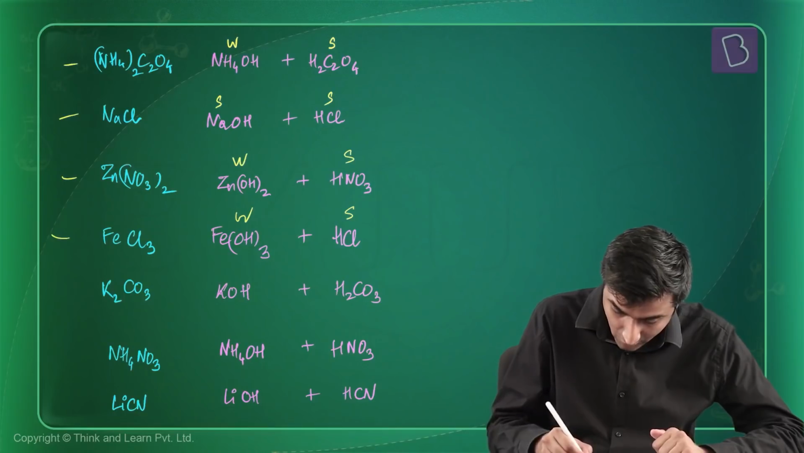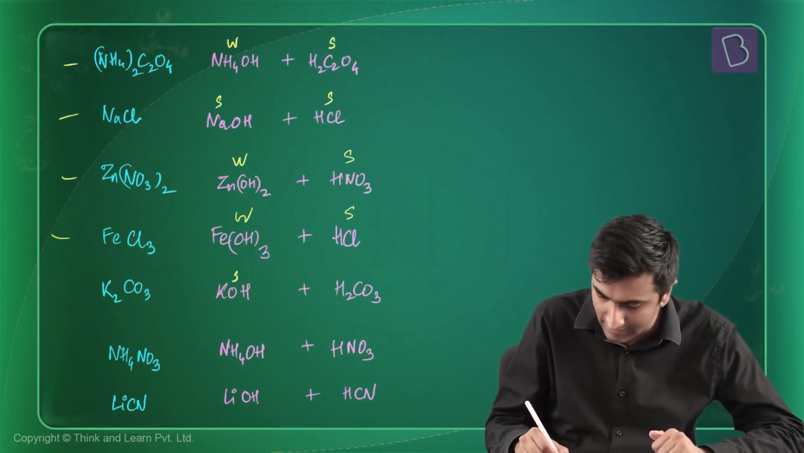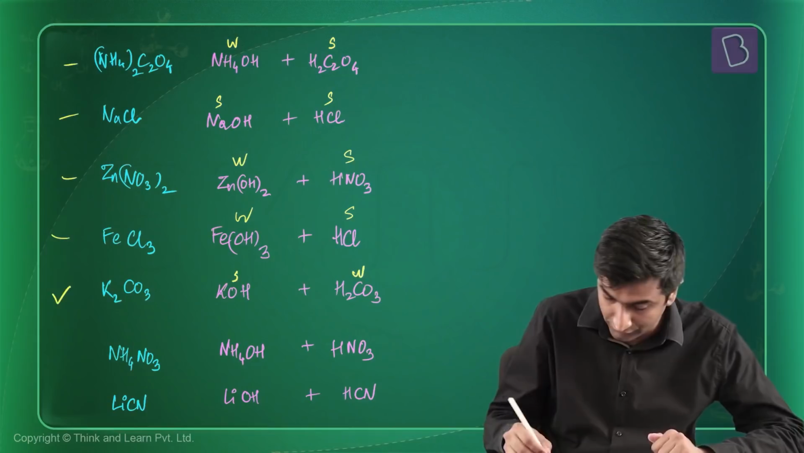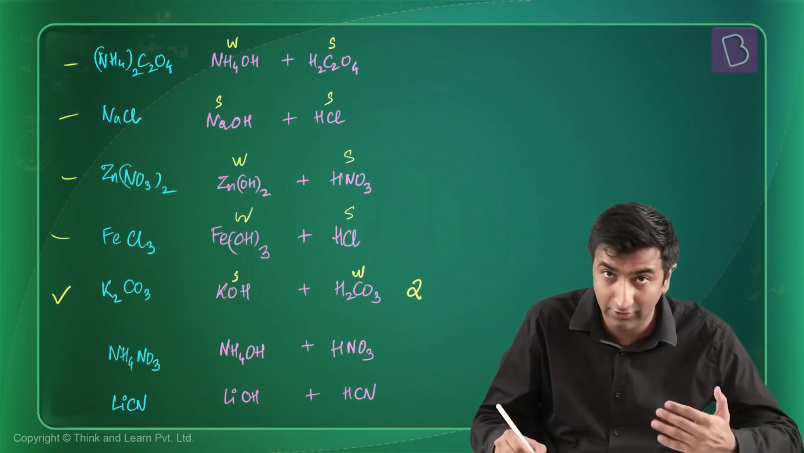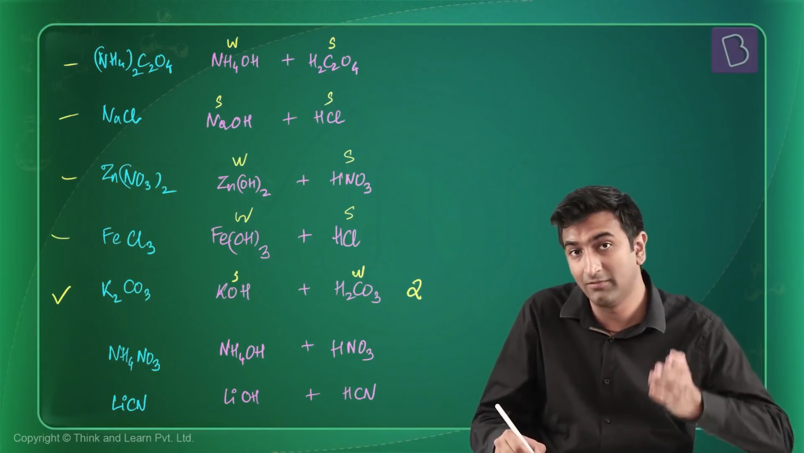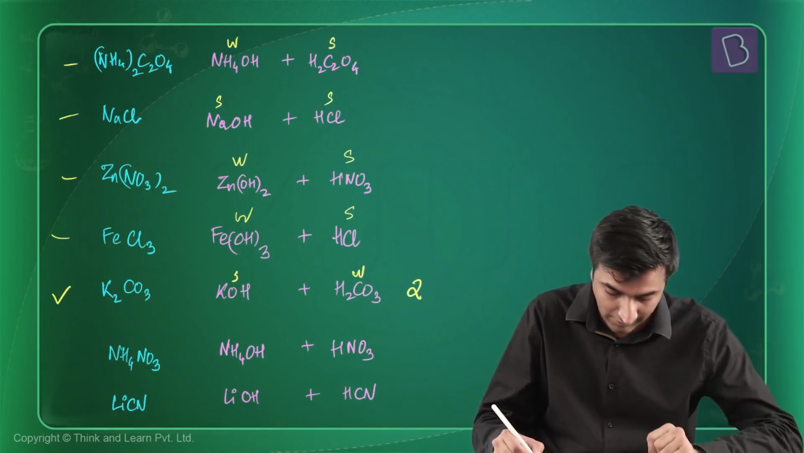K2CO3. KOH is strong, H2CO3, yeah, this is kind of weak. There you go. One more. So the count I have so far is 2. Yeah, I have 2, because I need to report how many of them are basic, how many of them turn red litmus paper blue. That's what I'm counting.